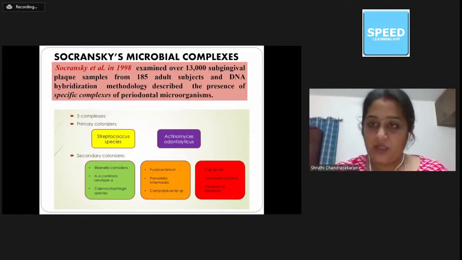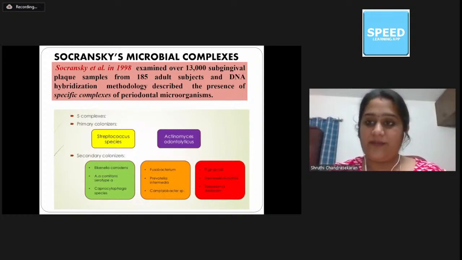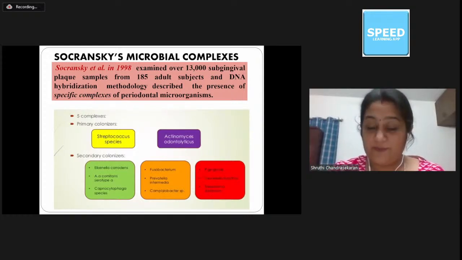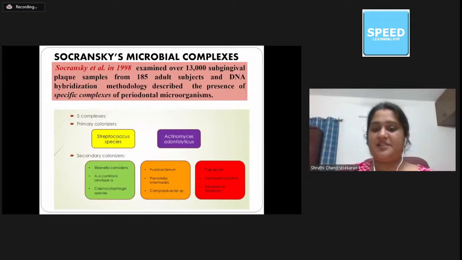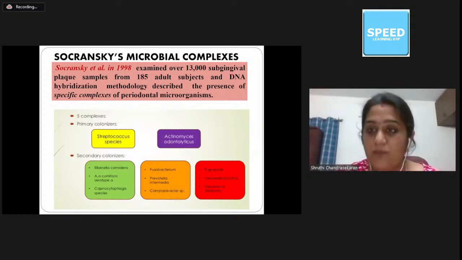In that, the primary colonizers are the yellow complex and the purple complex. The yellow complex comprises the Streptococcus species and the purple complex comprises the Actinomyces species. The secondary complexes are 3: the green complex, the orange complex, and the red complex. The green complex is made up of Eikenella corrodens, Aggregatibacter actinomycetemcomitans, and the Capnocytophaga species. The orange complex is made up of Campylobacter species, Prevotella intermedia, and Fusobacterium. And the red complex is mainly comprised of P. gingivalis, Tannerella forsythia, and Treponema denticola. You remember the previous slide where I mentioned that the colonizers will be grouped according to their function.